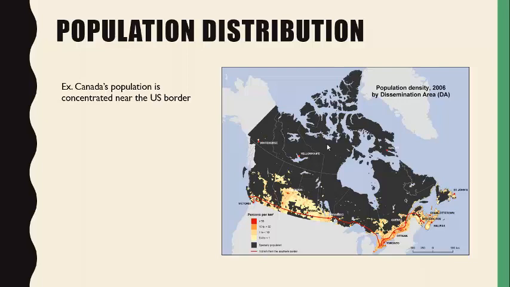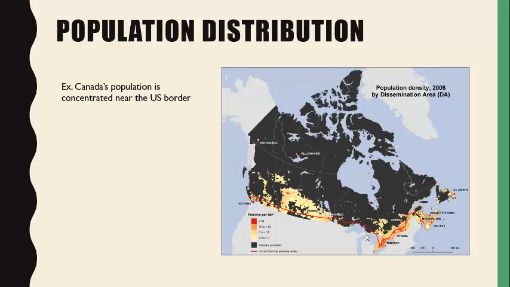There's many areas in Canada where very few people live. And we can see here there's a very high concentration in the population along the Canada-US border. In fact, about 75% of Canadians live within 160 kilometers of the US border. And this has a big impact on Canada.